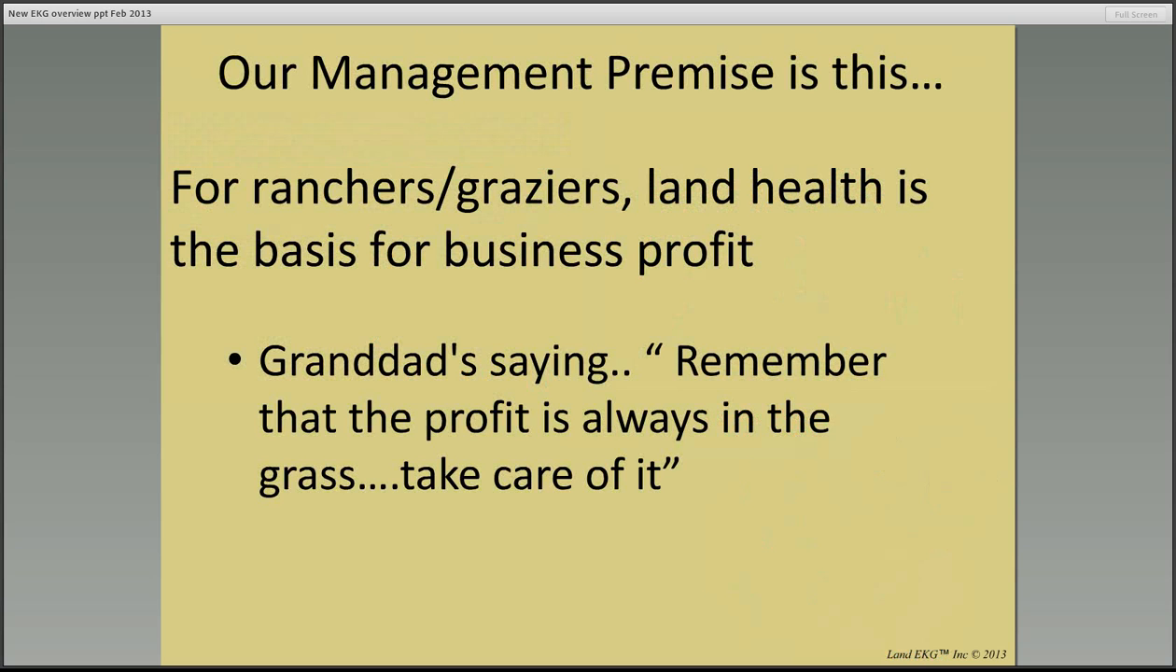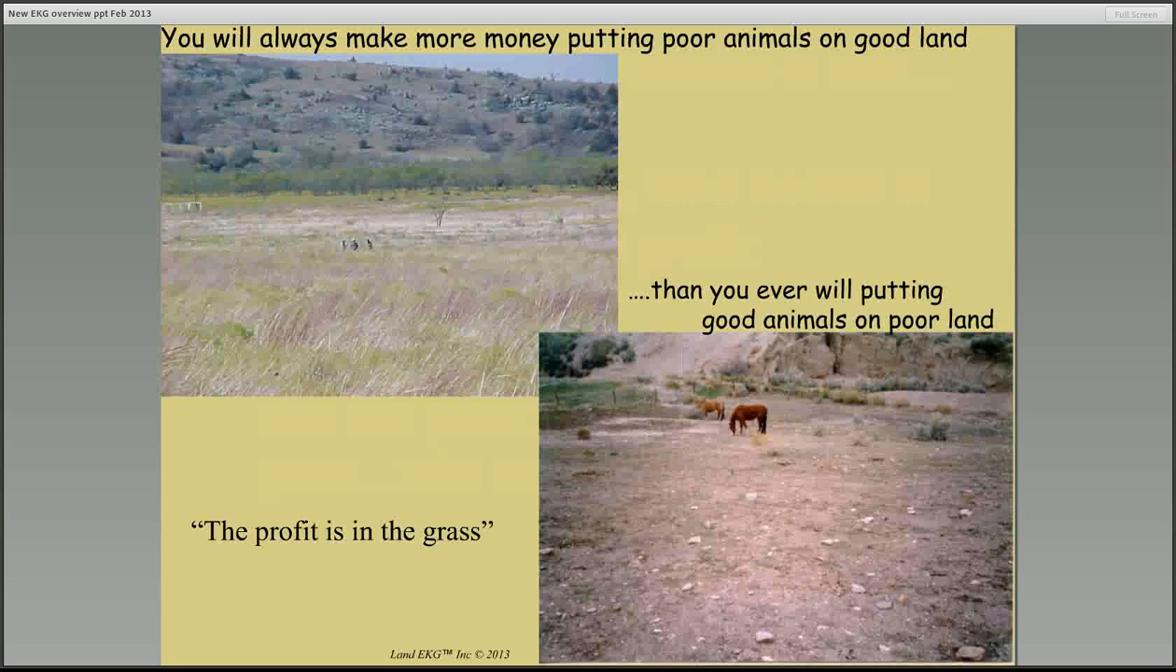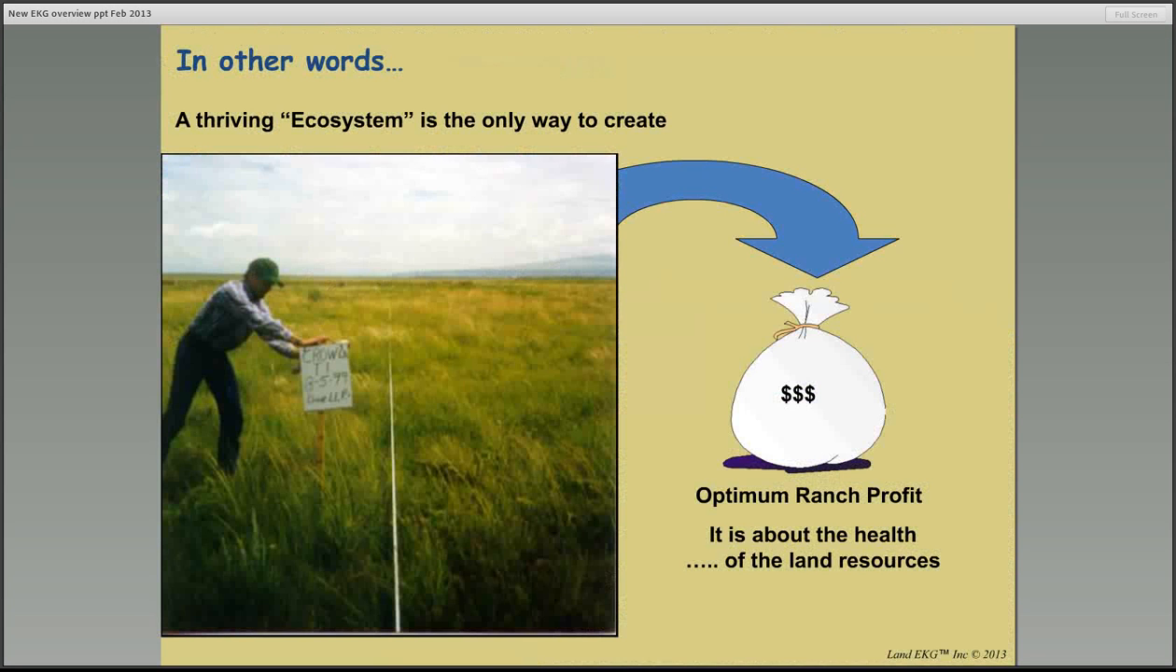One additional management premise is that the foundation for wealth really does lie in the land. Granite always said, the profit is in the grass. He said to be sure and take care of it. And you can tell just from a picture like this, as he told me, you'll always make more money putting poor animals on good land than you ever will putting good animals on poor land. The profit is always in the grass, and that's what we have to always keep front and center.